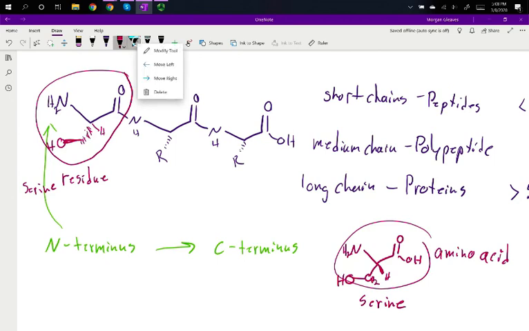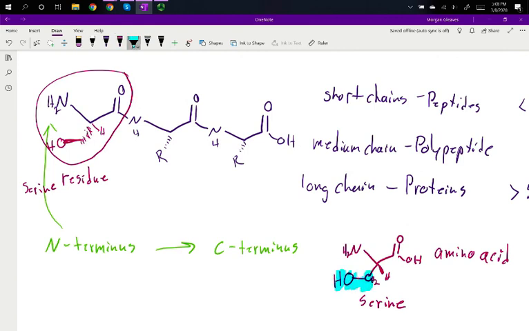If you look at serine over here, its R group, I'll just rewrite that. Its R group is this CH2OH, and we still have the CH2OH. And so it is a serine residue when it is inside the peptide or the protein.